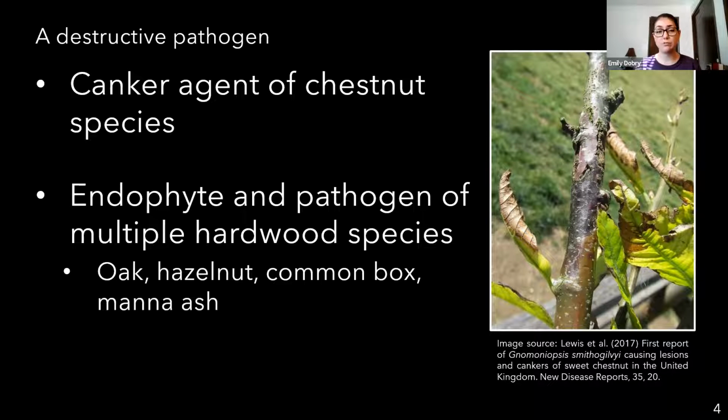However, some research out of Europe has found, through casual research, that it was associated, it acted as an endophyte or as a mild pathogen of multiple other hardwood species. That includes oak, manna ash, hazelnut, and common box. And importantly, it was mildly pathogenic in the hazelnut and common box, and it acted as a canker agent in those hardwood species. So this kind of brings into question whether this really is a host-specific pathogen.